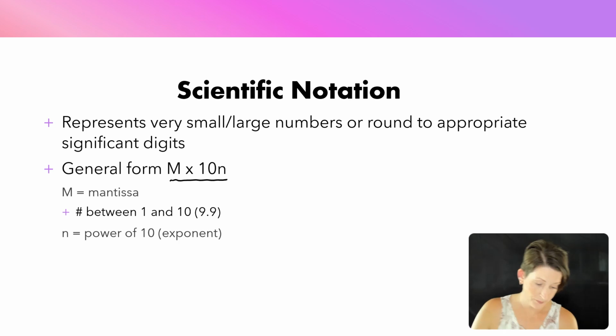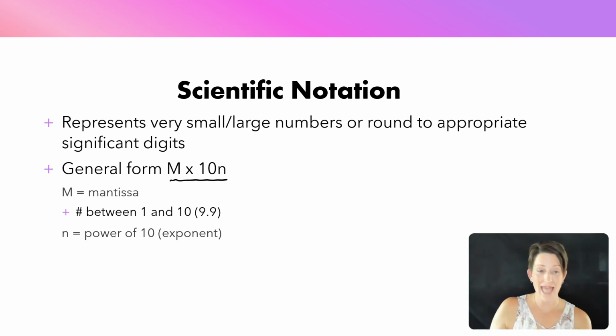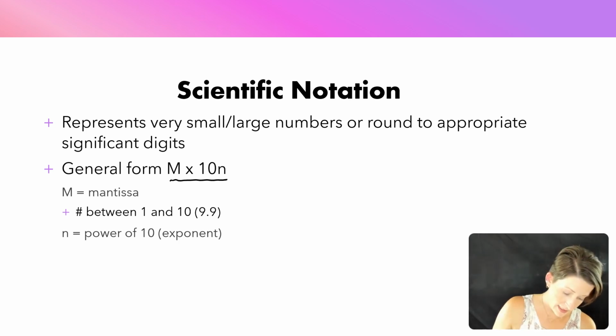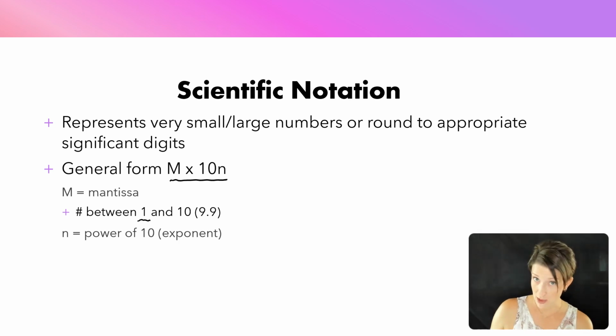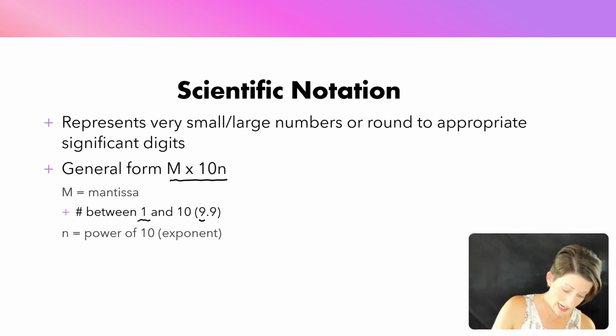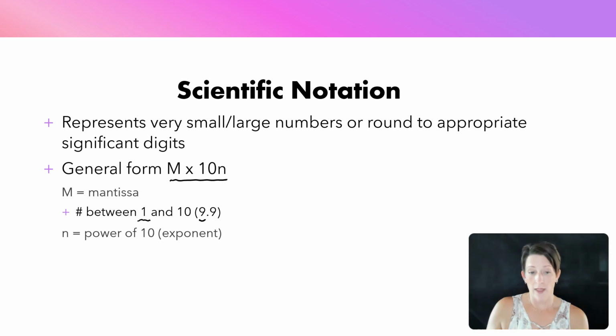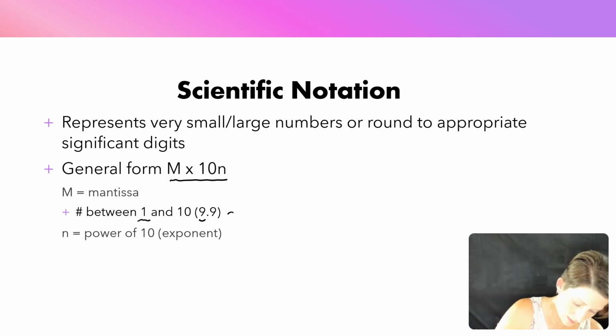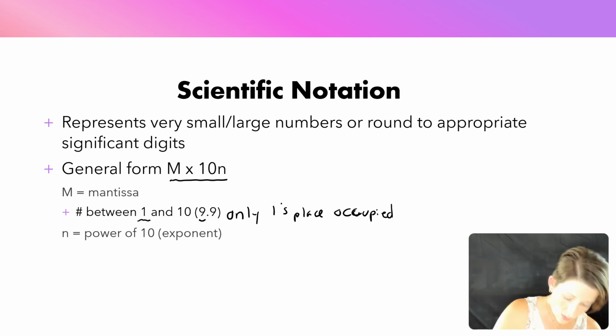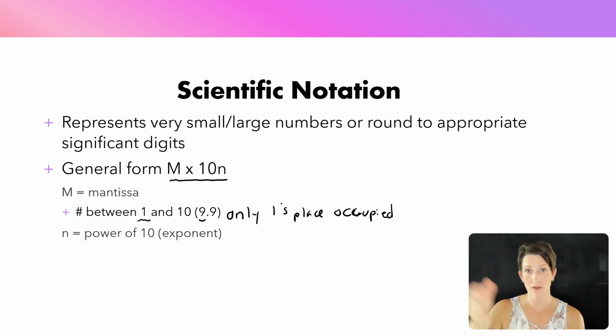M times 10 to the n. What these variables mean: that capital M is what is called a mantissa. The mantissa represents a significant digit, a significant figure between 1 and 9. Only the ones place can be occupied. So you will place the decimal after the ones place and then however more significant figures you have remaining past there.